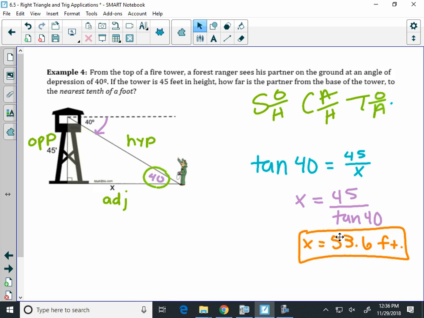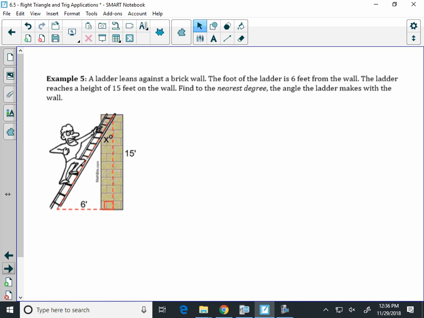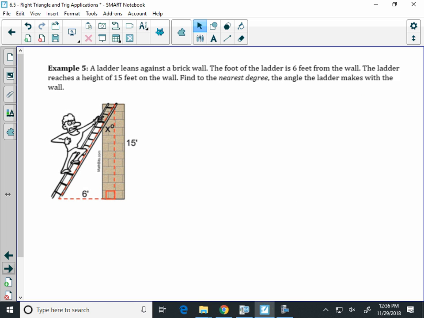No. If you forget to put a unit on that, as long as you get the process right. But take a look at this last example. A ladder leans against a brick wall. The foot of the ladder is 6 feet from the wall. The ladder reaches a height of 15 feet on the wall. Find to the nearest degree the angle the ladder makes with the wall.